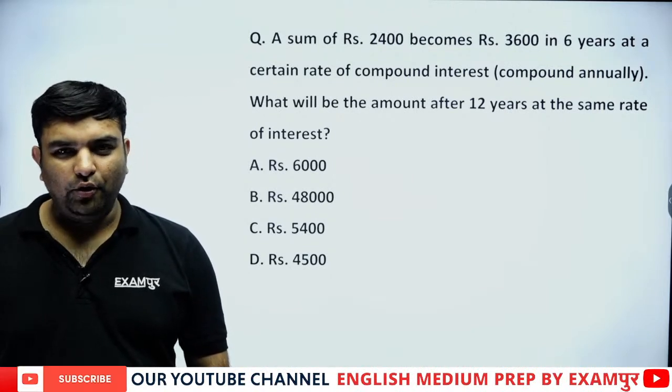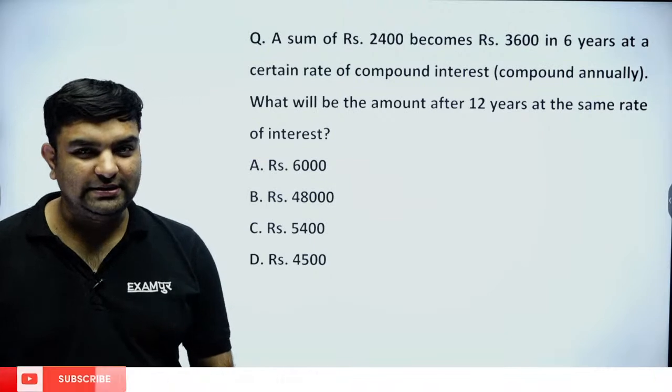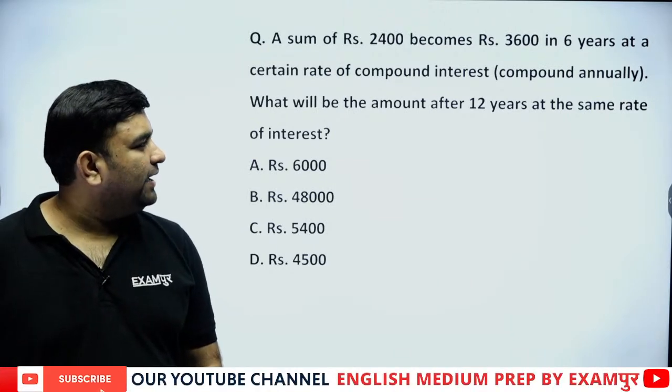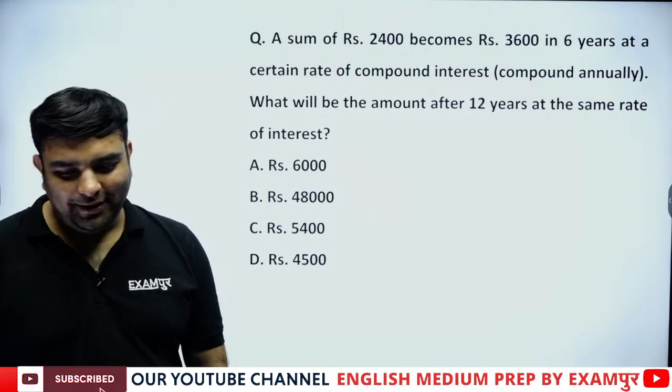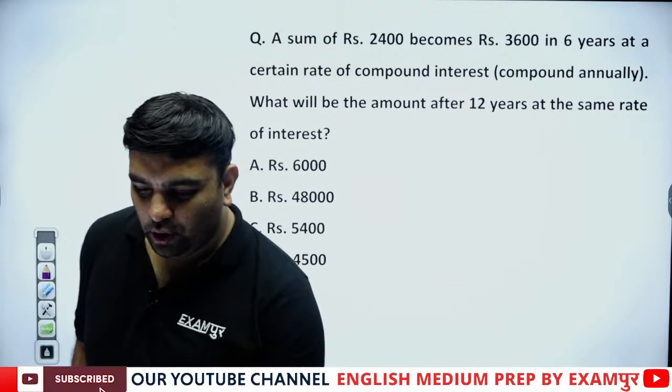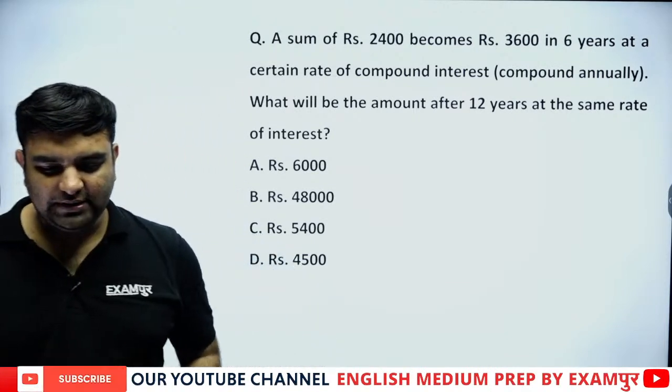A sum of 2400 becomes 3600 in 6 years at a certain rate of interest. How much would be the amount after 12 years at the same rate?